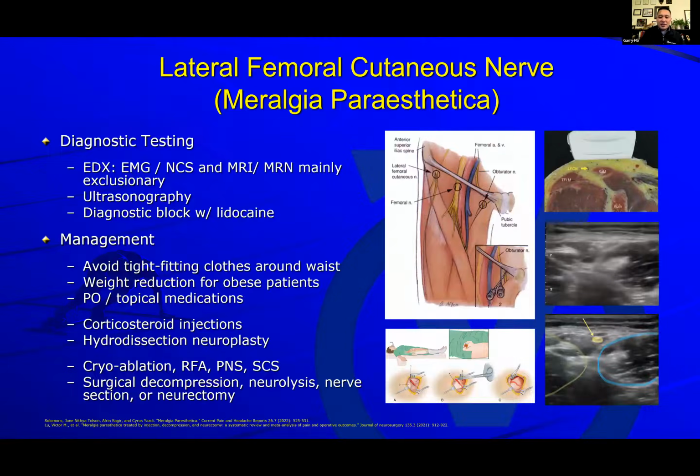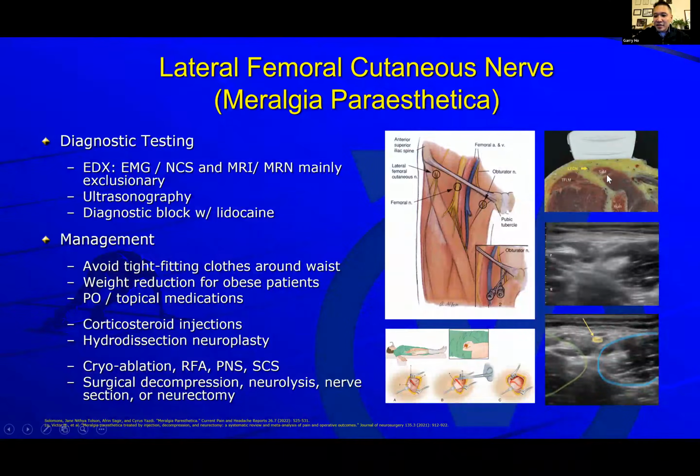So diagnosis is usually made clinically, and management, you want to avoid that compression with the tight clothes and the tight equipment. Perhaps weight loss or weight reduction might be recommended, and then injections can be helpful, and hydrodissection. If all else fails, it's primarily a sensory nerve, so you can consider ablation, surgical decompression, or perhaps even removing the nerve entirely. So on the right side here is some images of what that might look like, okay?